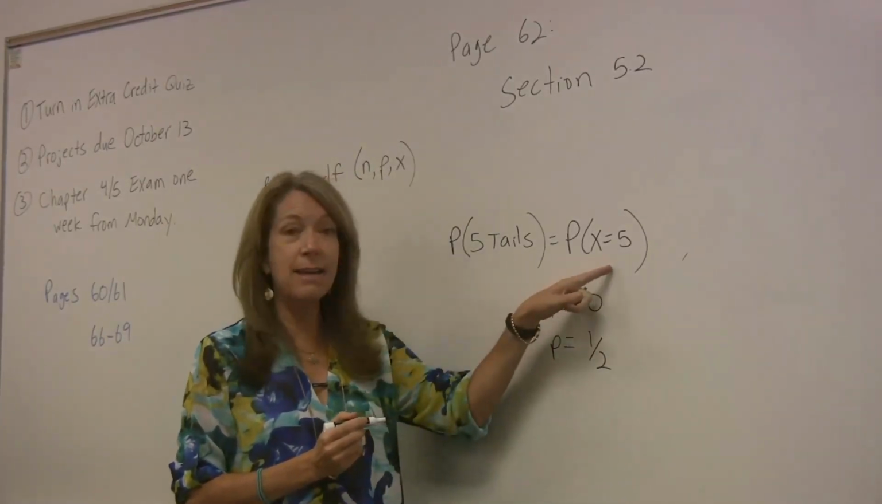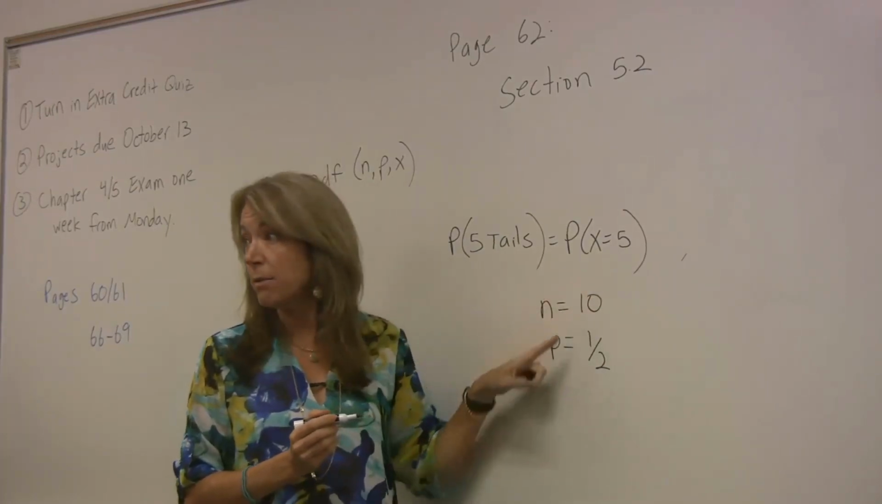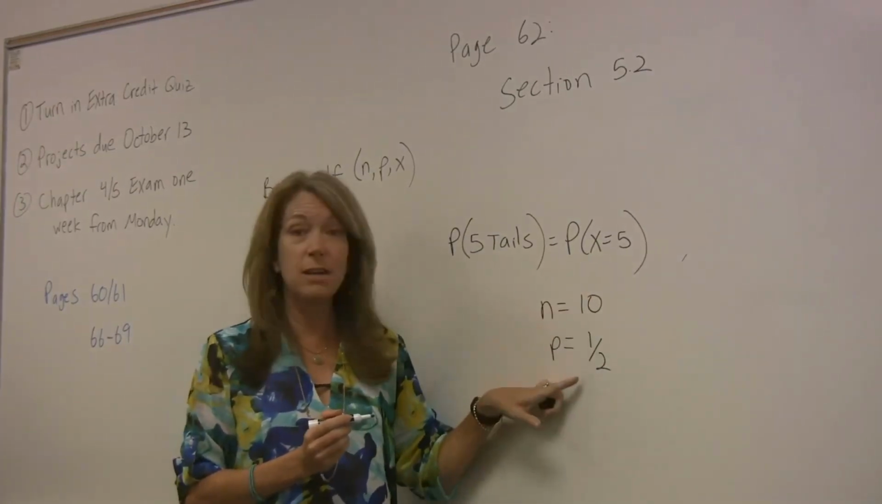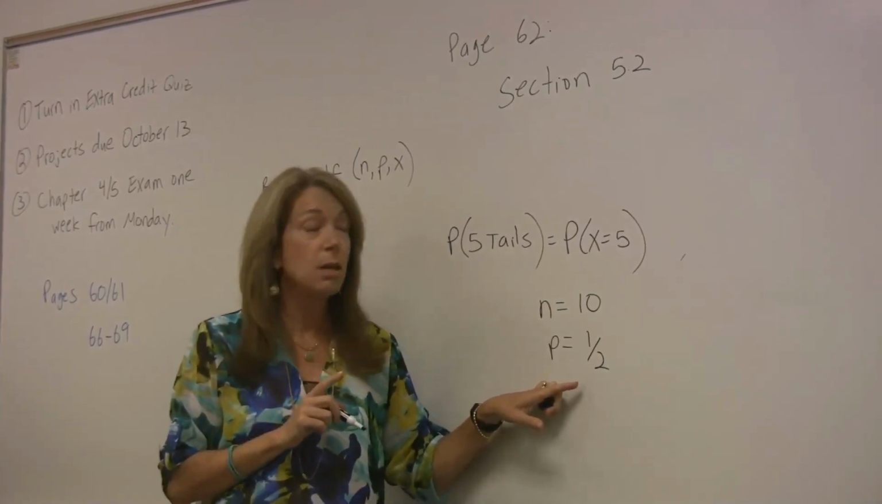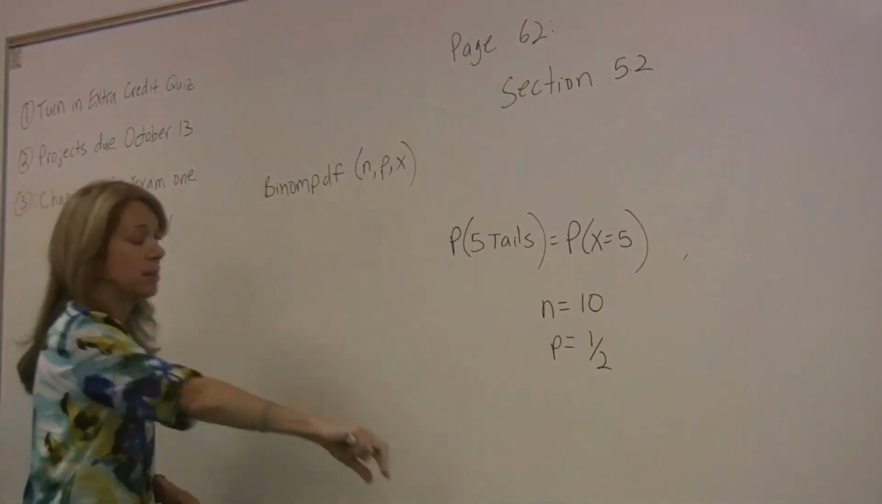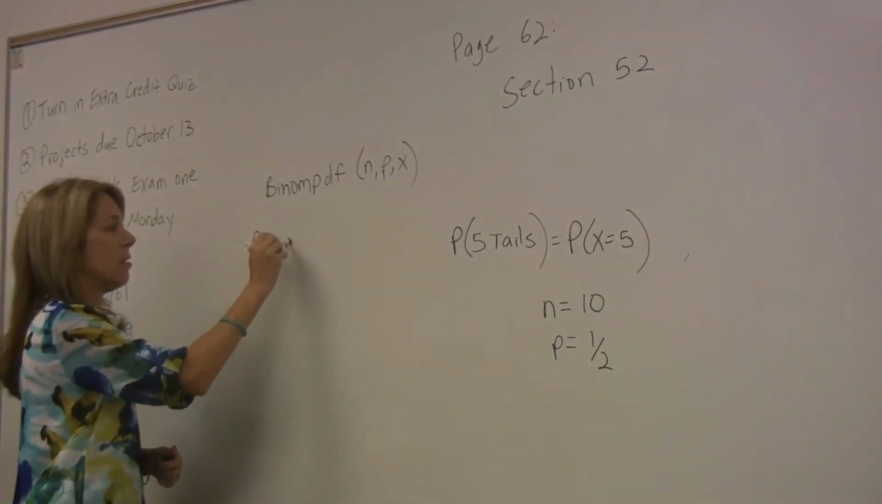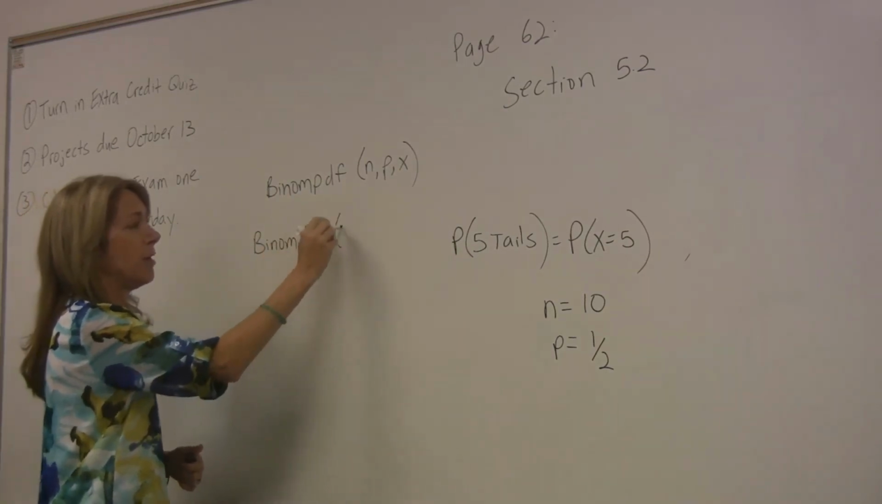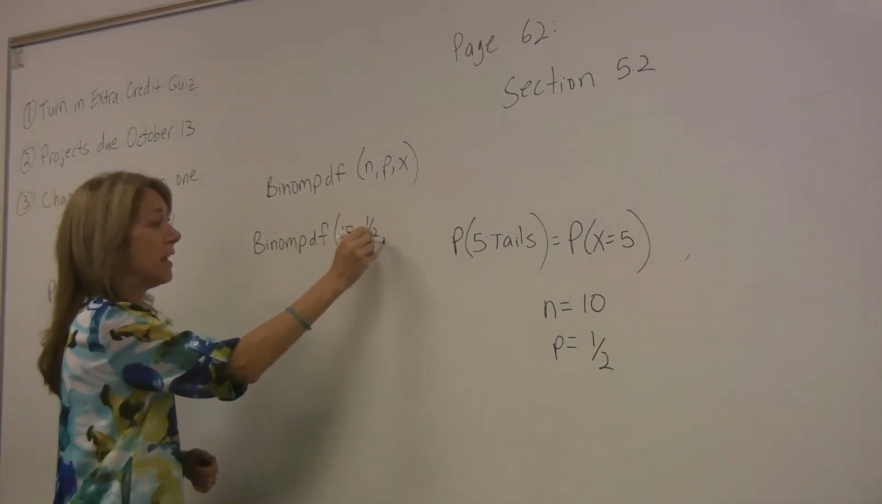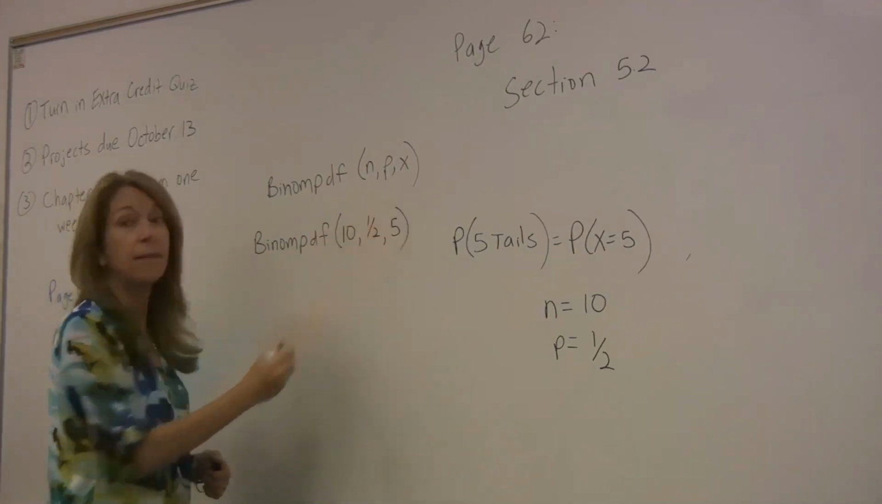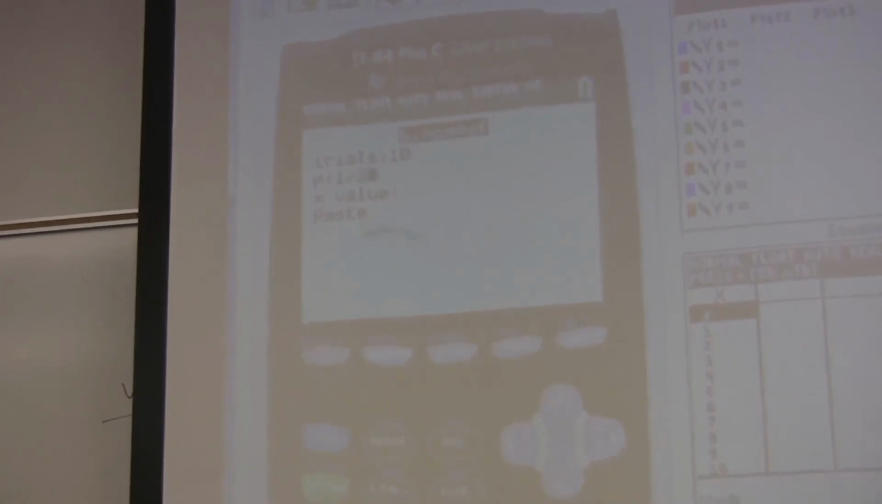We agree that this is what they're asking. This is our sample size, number of trials. This is our probability of one success. So what I'm going to do, if I have this calculator, is go to Binomial PDF, and in order, I'm going to put 10, comma, 1/2. I can even type it as a fraction, comma 5. I'm just going to type in the 10, and the p was 1/2. It'll turn it into a decimal for me. And 5 is my x value.